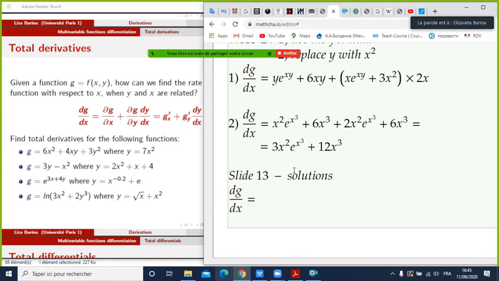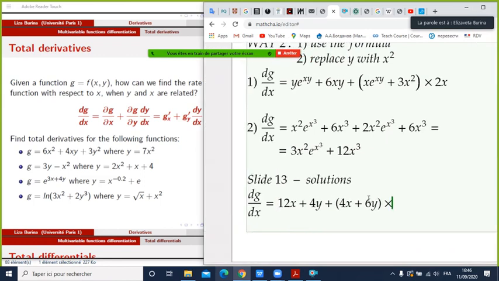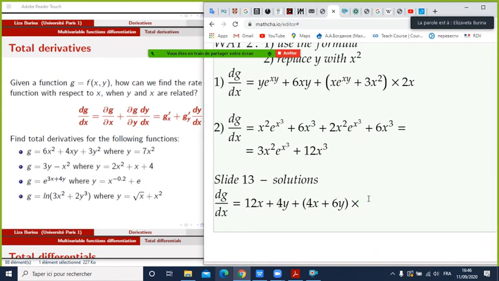Partial with respect to x here is very simple. It's 12x plus 4y. And then plus partial with respect to y is also not bad. 4x plus 6y. And we multiply this partial, the second one, by the total of y with respect to x, which is just 14x.